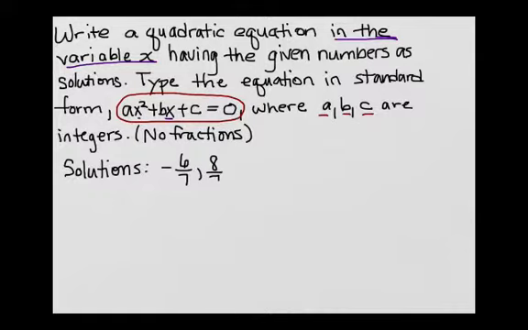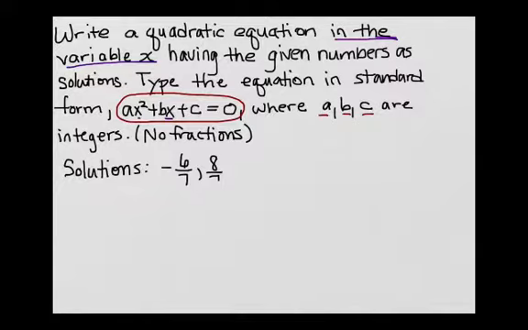So you can see I've annotated our question here a little bit. In the variable x means that the variable that we're going to have in the equation, our final answer, is going to be x. And we're going to type the equation in standard form. That's instructions for entering into MyMathLab. Means that we're going to have our final answer in that form, and we're going to have to find values for a, b, and c. And those values are going to have to be integers. They're not going to be able to be fractions.